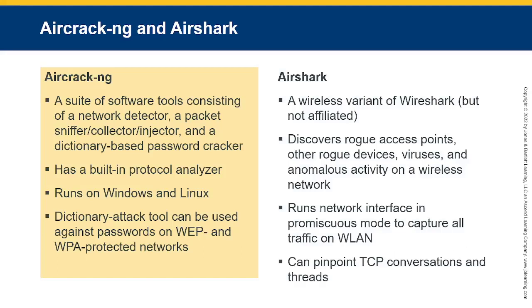AirShark is a variant of Wireshark. It discovers rogue access points, other rogue devices, viruses, and anonymous activity on a wireless network. It runs the network interface in promiscuous mode to capture all traffic on the WLAN. It can pinpoint TCP conversations and threats.